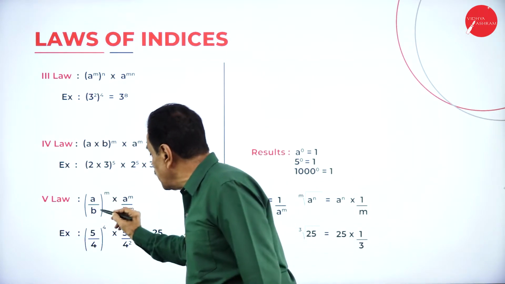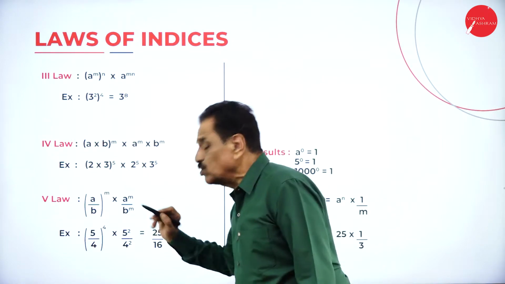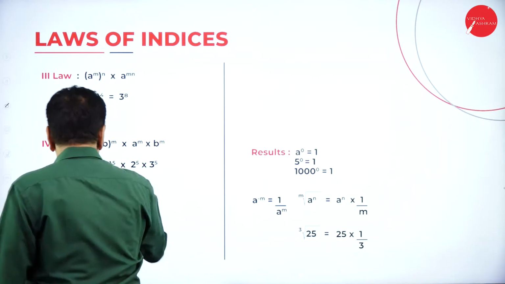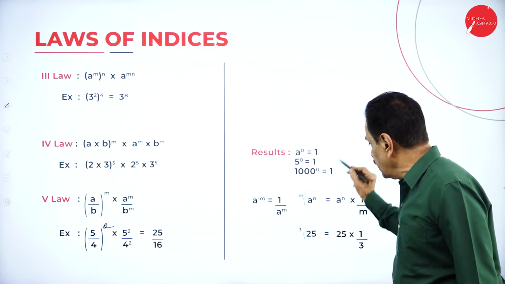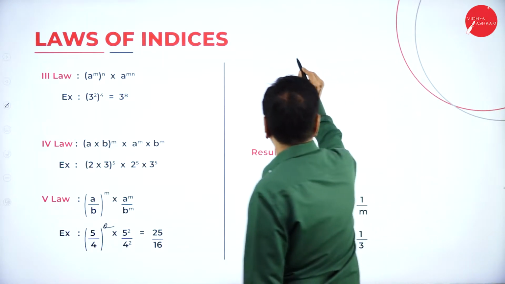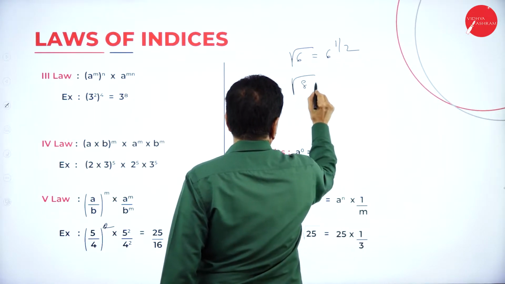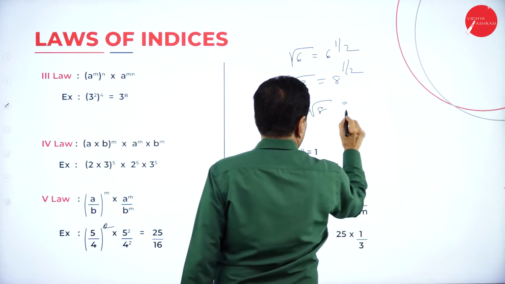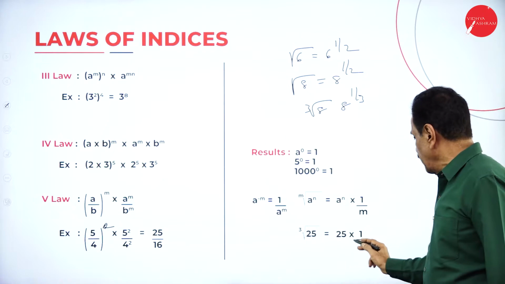The fifth rule says (a by b) to the power of m is a to the power of m divided by b to the power of m. 5 by 4 to the power of 4 is nothing but 5 to the power of 2 divided by 4 to the power of 2. Anything to the power of 0 is 1. a to the power of minus n is 1 over a to the power of n. If you write root 6, it is 6 to the power of half. If you write root 8, it is 8 to the power of half. If you write cube root 8, it is 8 to the power of 1 by 3. It will go like this. See that I have written 25 to the power of 1 by 3.